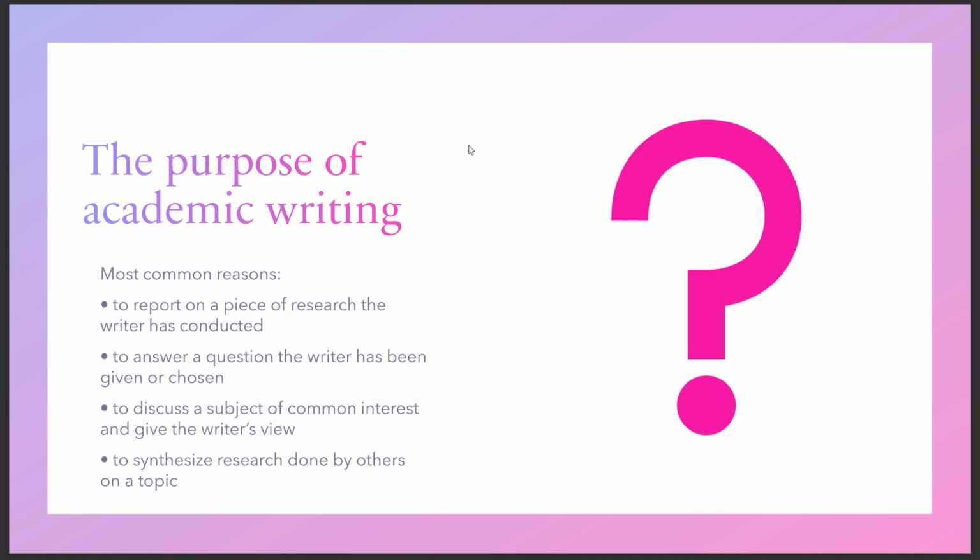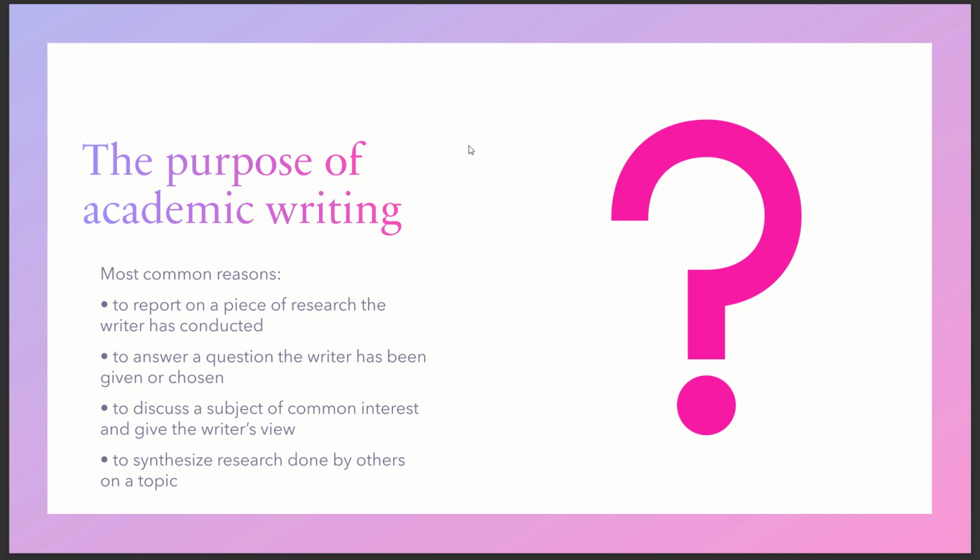There are many reasons that people want to learn academic writing. However, the most common ones are: 1, if they want to write a report on a piece of research they've done. 2, they want to answer a question that the writer has been given, or they have chosen by themselves. 3rd, they want to discuss a subject of common interest and give their own view or their own opinion. And last but not least, to synthesize research done by others on a topic.